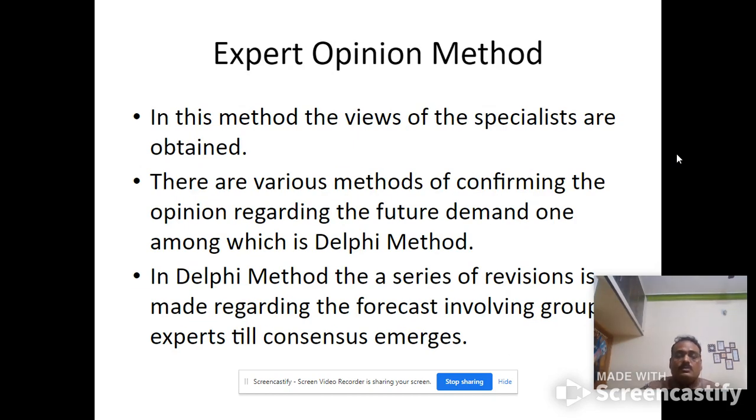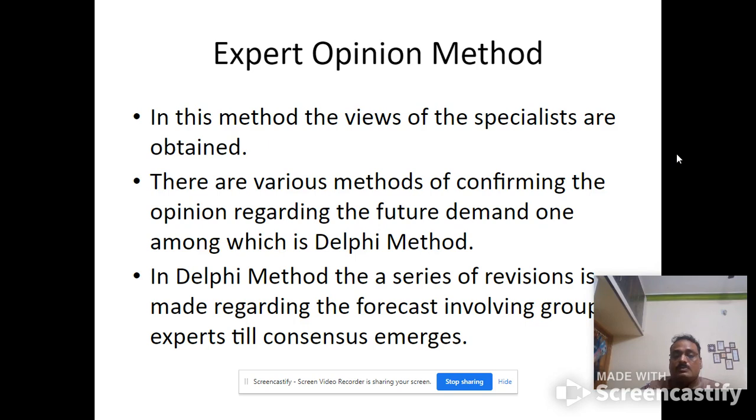Coming to the expert opinion method, it is very similar to the market survey method, but here we do not actually go and do the survey in the market. Instead, what we do is that we basically take the opinions of certain experienced people. Maybe they belong to the same industry, or maybe they are the people who are having very long experiences about the market, or they do have the expertise in the field of finance, or they do have expertise in the field of statistics, etc., etc.